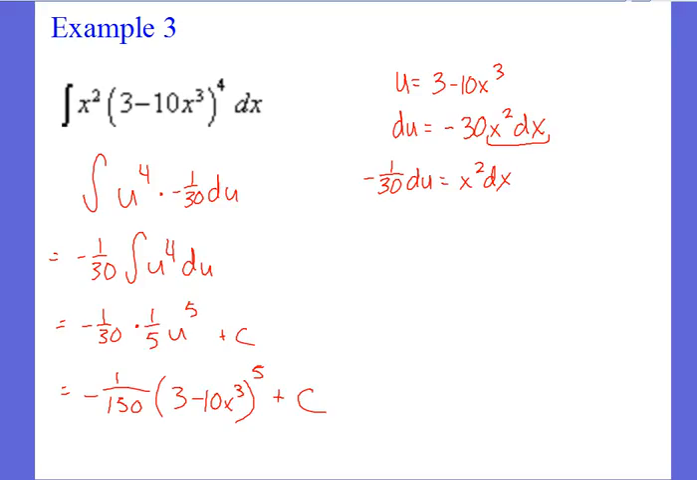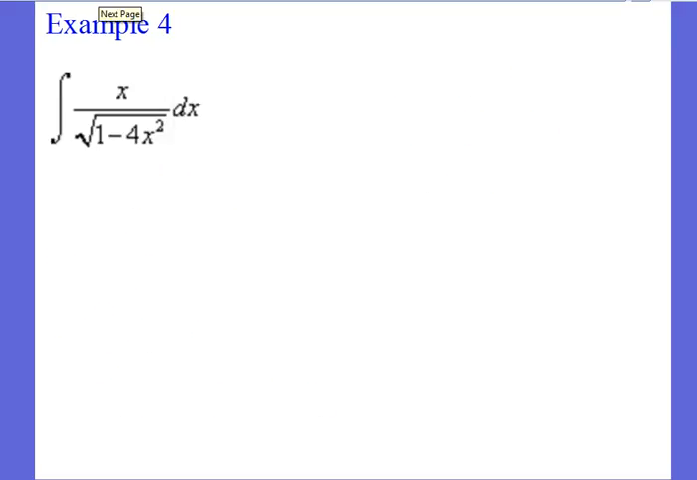Okay, let's try one more together. Oh man, this one sucks. Does it? We'll see. I don't know, maybe we can make it easier on ourselves. So I have the integral of x over square root of 1 minus 4x squared.